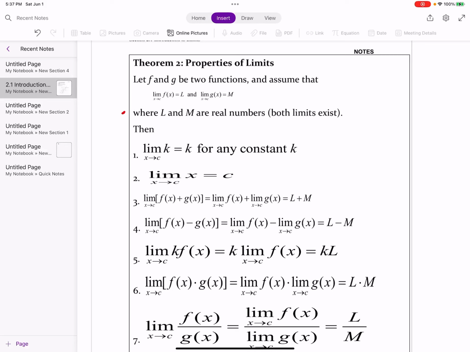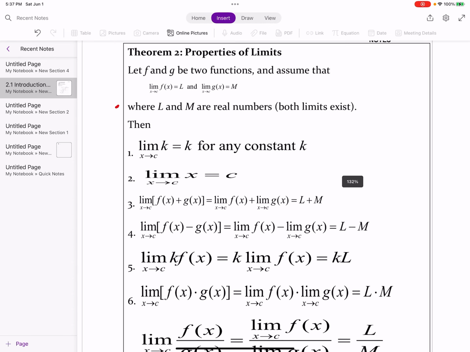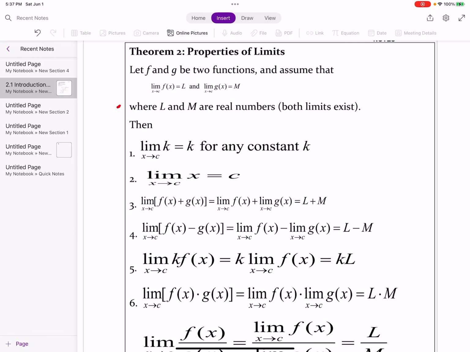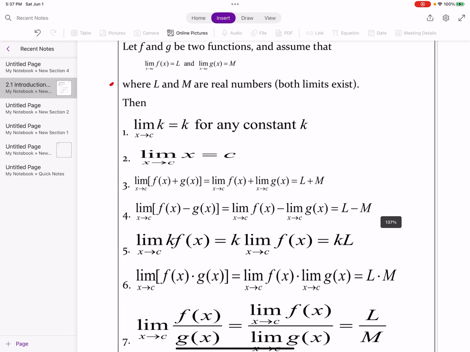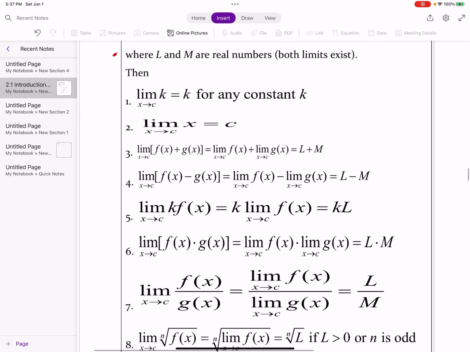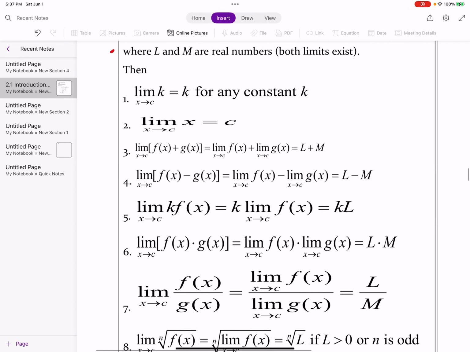All right, let's see properties of limit. So these are the properties of limit. Let f and g be two functions and assume that the limit of x approaches c of f of x is L. The limit of x approaches c of g of x is M. So there are around 8 properties of this limit.